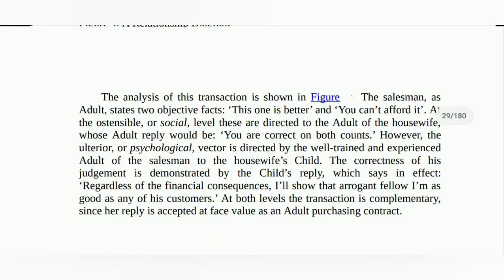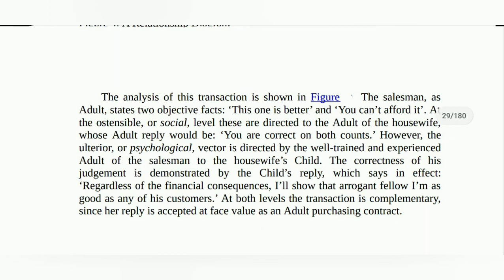The analysis of this transaction is shown in the figure. The salesman, as adult, states 2 objective facts: this one is better and you can't afford it. At the ostensible, or social, level these are directed to the adult of the housewife, whose adult reply would be, "You are correct on both counts."